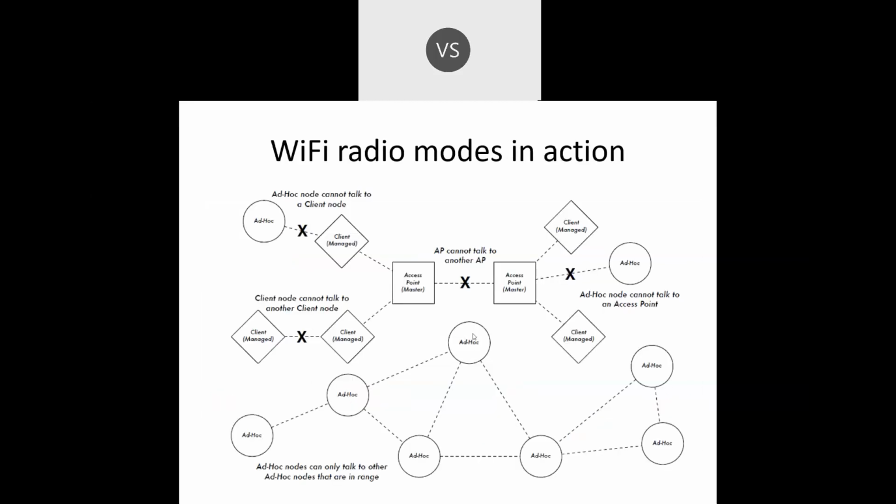So these are some of the Wi-Fi channels. Wi-Fi radio mode in action. So as I have told you, what do you mean by an access point based network, or we can say an ad hoc based network? Over here there is a diagram where there is a line written at the end: ad hoc mode can only talk to another ad hoc mode in range, while ad hoc mode cannot talk to the access point.